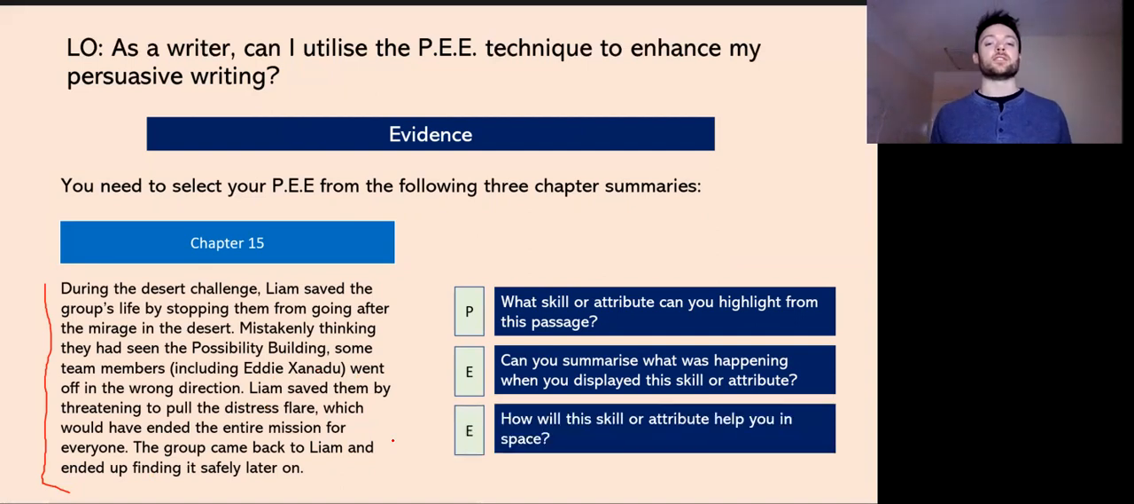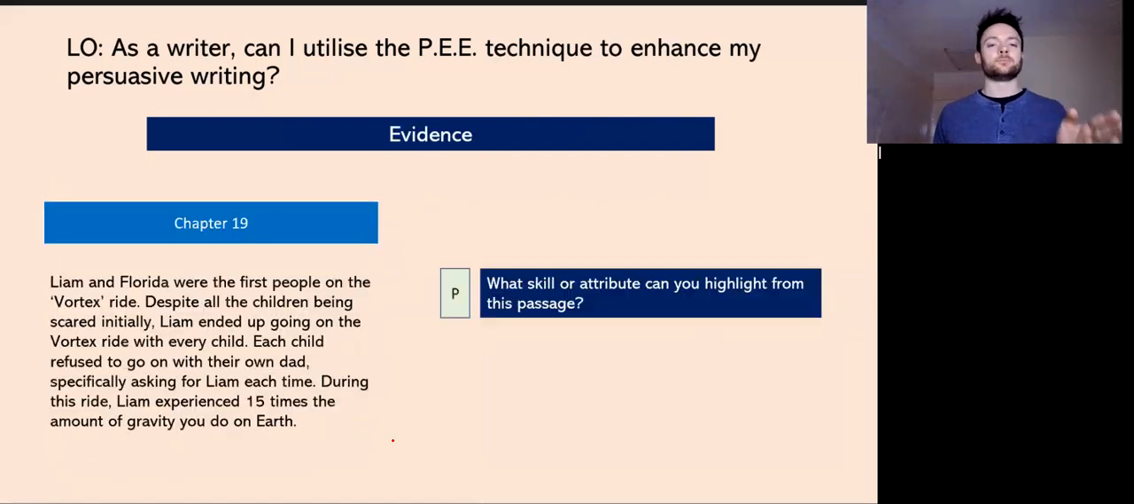And then your last thing you need to do is your explanation. So how will this skill or attribute help you in space? How is this going to help the mission, okay? This is what you need to do. This is your task.